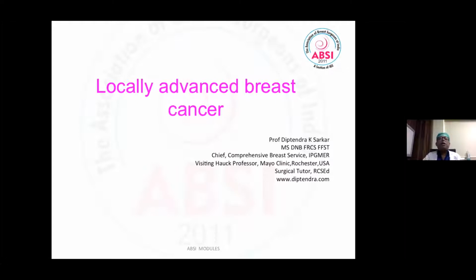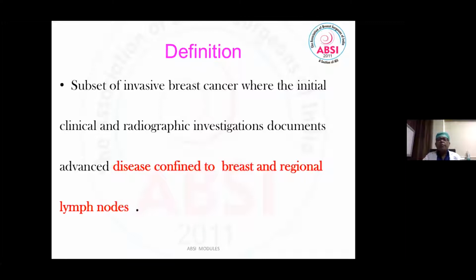So coming to the second part of the talk, which is locally advanced breast cancer. By definition, a locally advanced breast cancer is one in which you have a lesion which is quite big, and how big? It's more than 5 centimeters. Number two, there is involvement of the overlying skin, or involvement of the chest wall, and or involvement of the axillary lymph nodes in terms of fixity to each other or to the axillary vessels. Add to that a single point: there is no evidence of systemic spread radiologically or by PET-CT at the time you saw the patient.